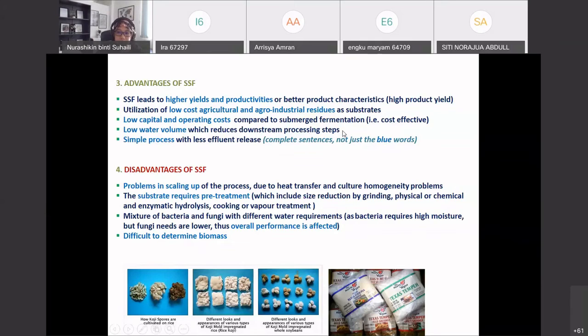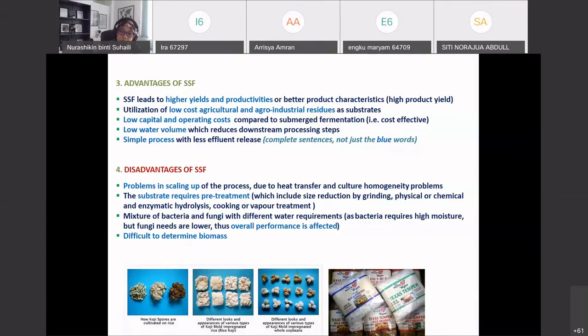Okay, so compared to submerged fermentation, once the fermentation is completed, you have to remove the water. Actually, you have to do a few things in order to get the final products. Removal of water, you might not see it at lab scale, but at the industrial or pilot scale, the removal of the water is costly. So it is a huge step in the downstream processing.